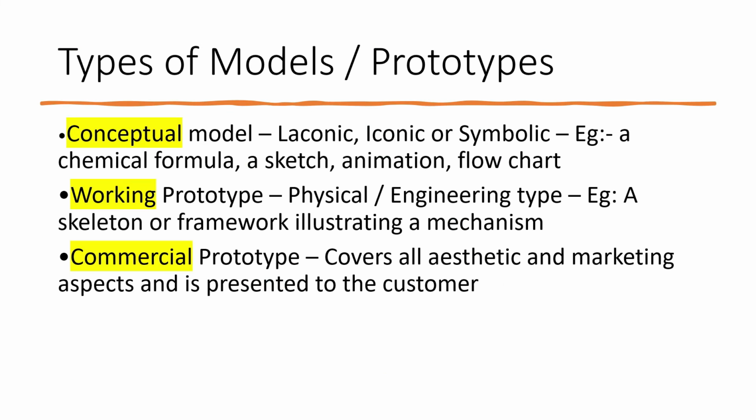So what are the different types of models or prototypes? The first one is a conceptual model, maybe a chemical formula or animation or flow chart. These are called conceptual models. So you're not actually making anything. Then we have the working model, working prototype. So that is a physical or engineering type. For example, a mechanism can be made, a working mechanism.